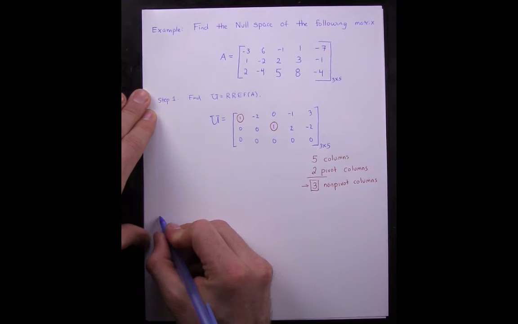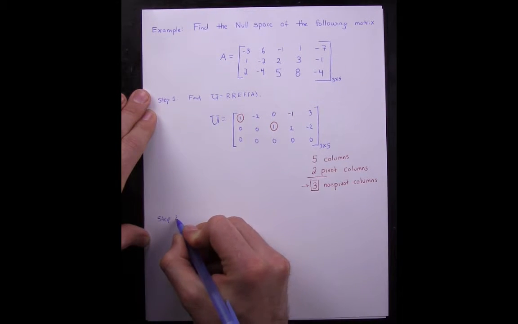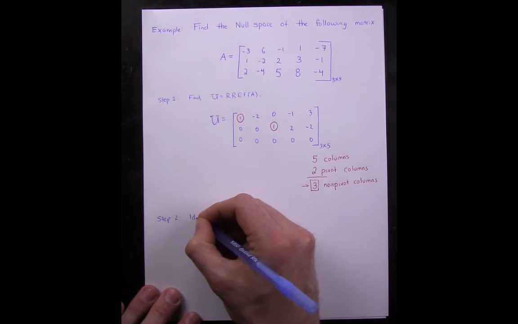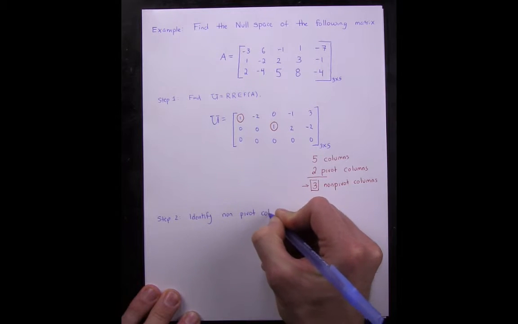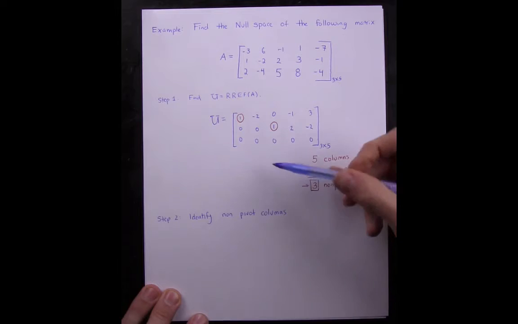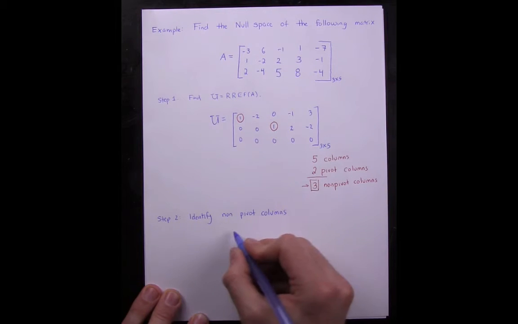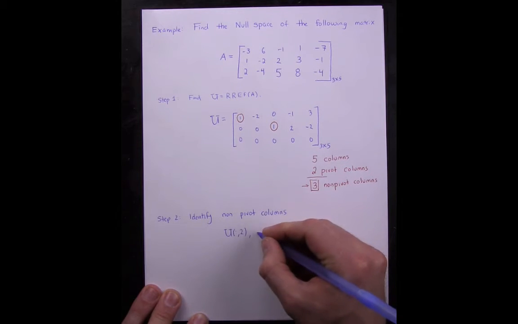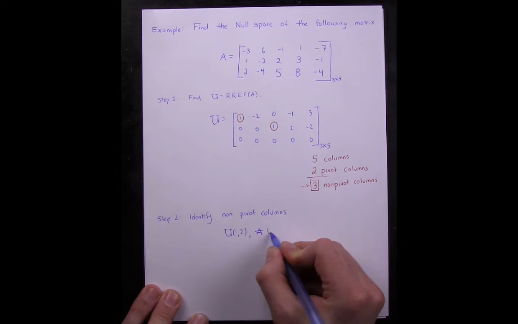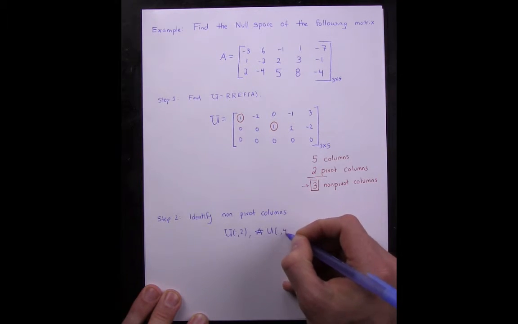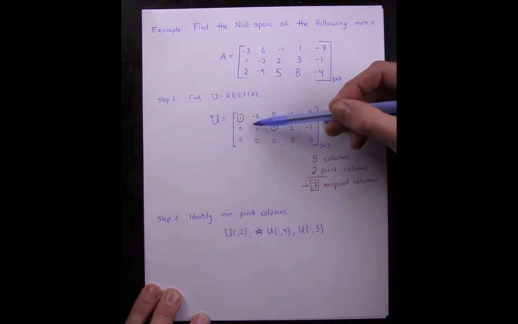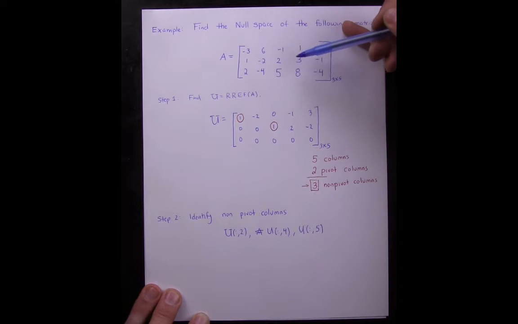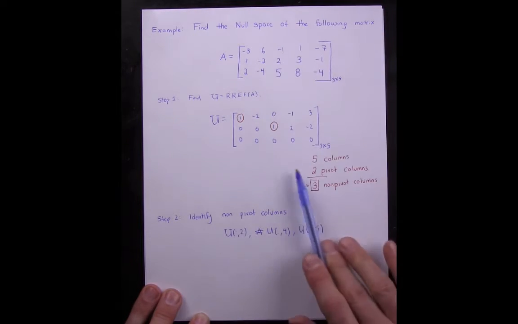The next step of our process of finding the null space is to identify the non-pivot columns. Well, we've done that right above. In this case, we see that our non-pivot columns are given by the second column of U, the fourth column of U, and the fifth column of U. As we will see, these correspond to the second column of A, the fourth column of A, and the fifth column of A.